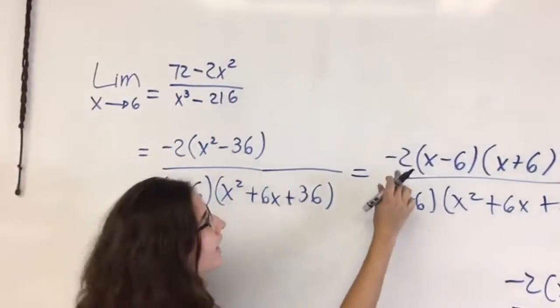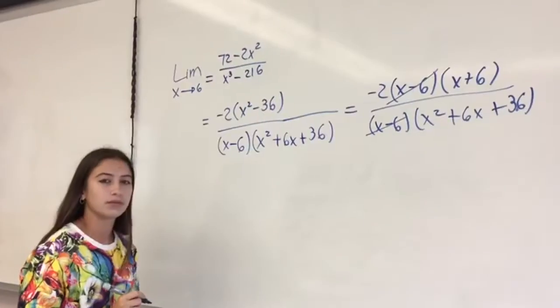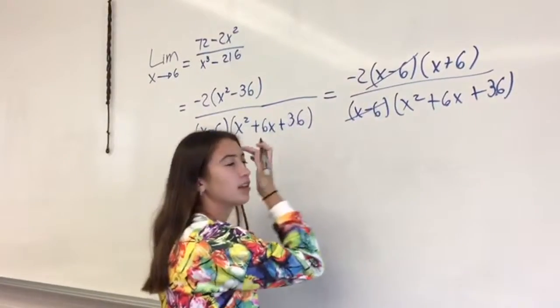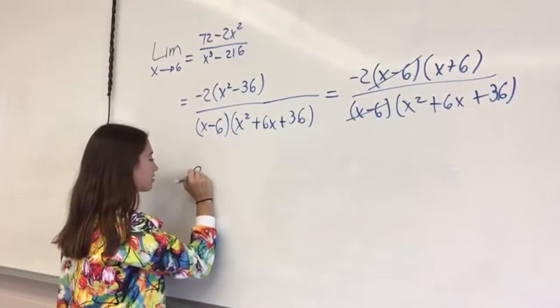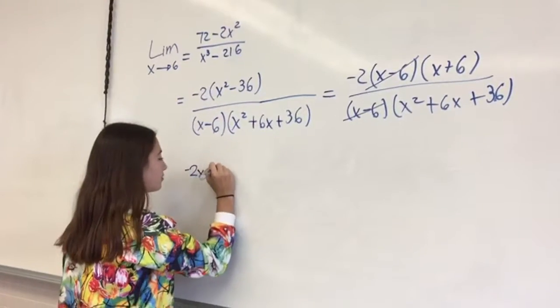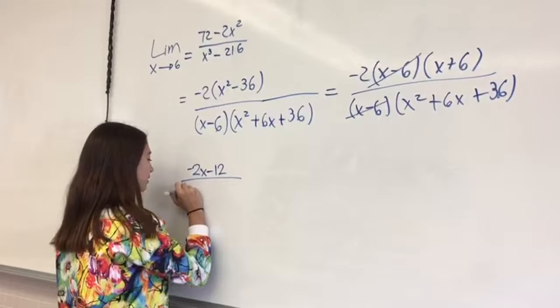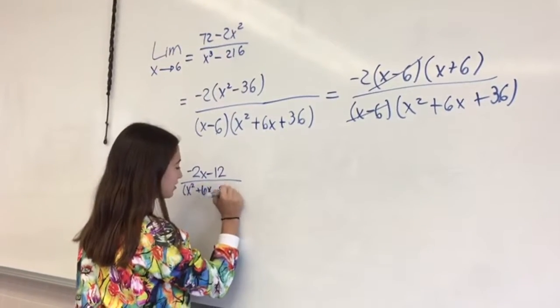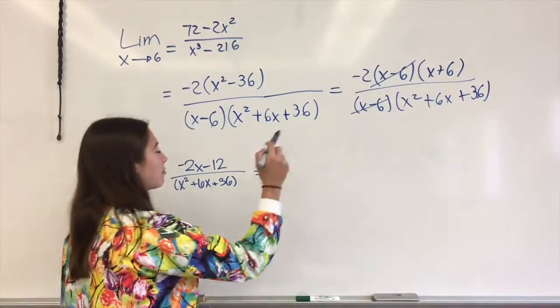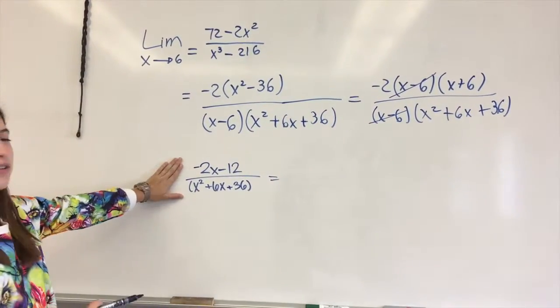Then we have to cross out the x minus 6 from the upper part and the x minus 6 from the lower part. Once you're done crossing, you should do the distributive property on the upper part. So you'll get negative 2x minus 12 over, and then you leave these parentheses the same. So it'll be x squared plus 6x plus 36. Once you're done with the distributive property and you got your factorized answer, you should plug in the given value in all the x's that appear in the problem.